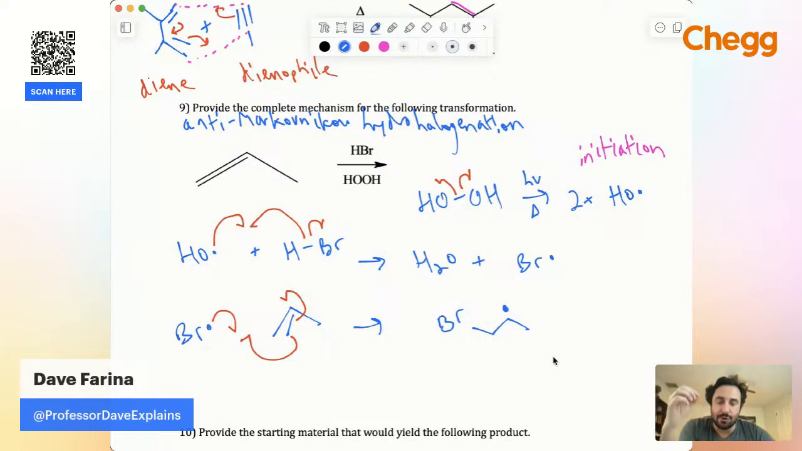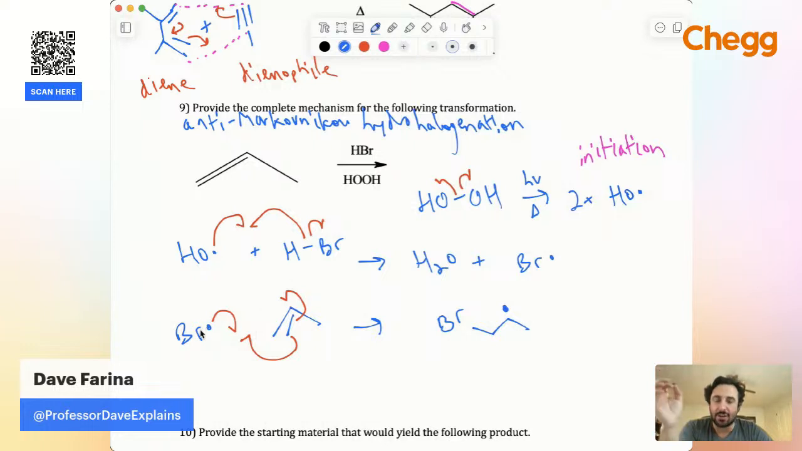Carbon radicals are a form of electron deficiency, just like carbocations. So they're going to follow the same stability trend. A secondary carbocation is more stable than a primary carbocation because it's more substituted. It's more stabilized by hyperconjugation. So a secondary carbon radical is also more stable than a primary radical for the same reason. So that's why the bromine radical goes to the primary carbon and not the secondary.